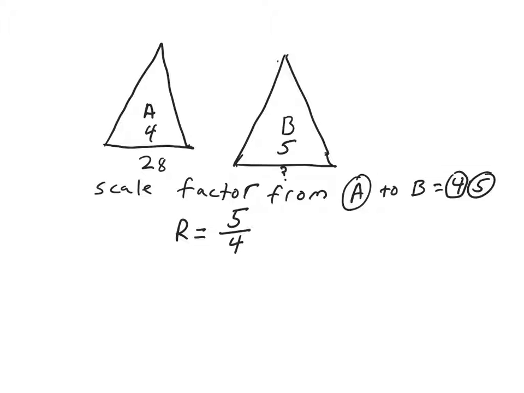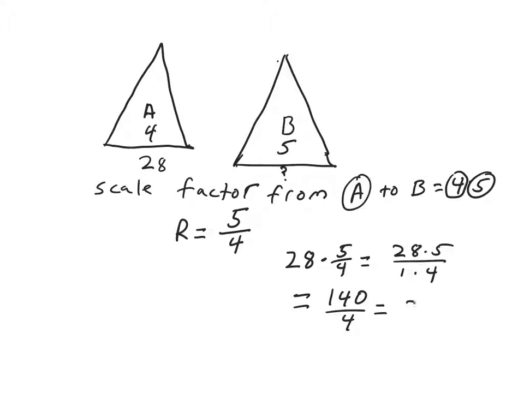It's 5 over 4. Then we want to take our 28, and we're going to do times 5 over 4. We need to make it into a fraction. So we do 28 times 5 over 1 times 4, and that's going to equal 140 over 4, or 35.